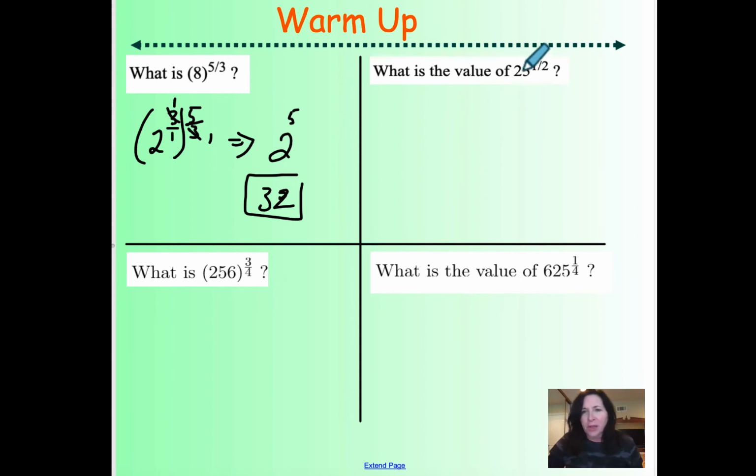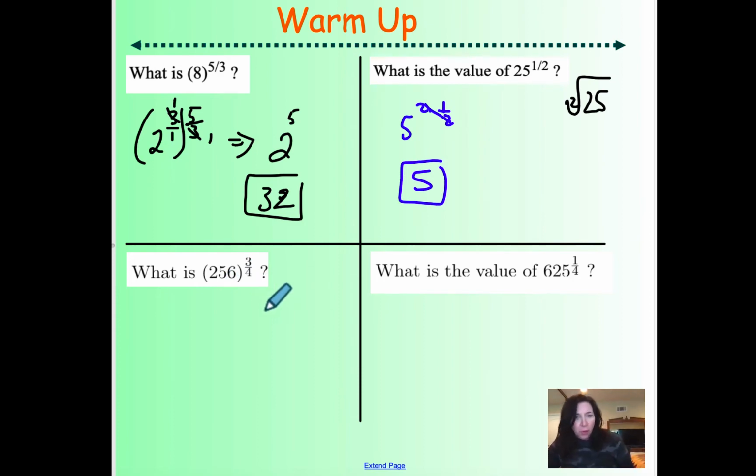Next problem, what's the value of 25 to the 1/2 power? Realistically, this is what they're asking you: what's the square root of 25? It's 5. The way you would do that mathematically with exponentiation is saying 25 is actually 5 squared, and this is to the 1/2 power. The 2's cancel, and you're left with 5.